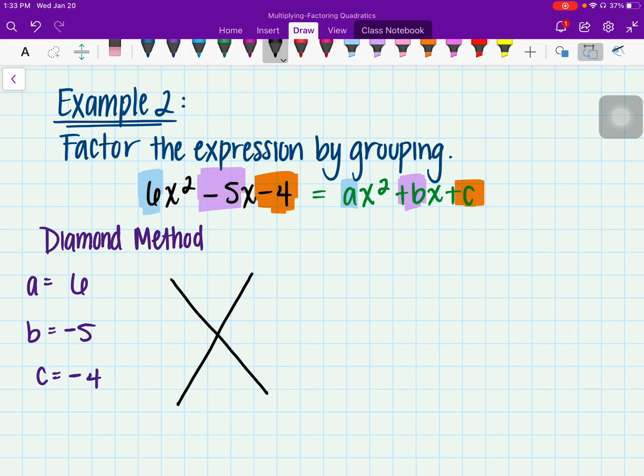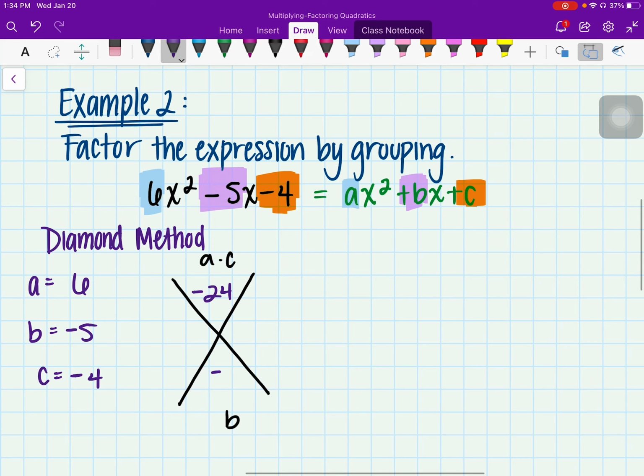On top of the diamond, we have the product of A times C. On the bottom, we have our B value. So in this case, A times C, what would that give us? It would give us a -24. And the B will be a -5. Our goal is to find two factors that when you multiply them give us -24, but when you add them give us -5.